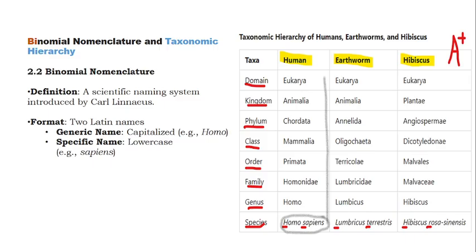Thank you. Another thing to talk about is binomial nomenclature and the taxonomic hierarchy. Each organism should have a name. You who are watching this video also have a name. Binomial nomenclature is the scientific naming system introduced by Carl Linnaeus. He is the scientist who introduced the system for naming our living organisms. The aim of this system is to give the organism two Latin names.